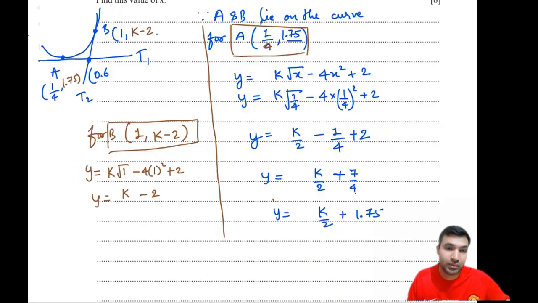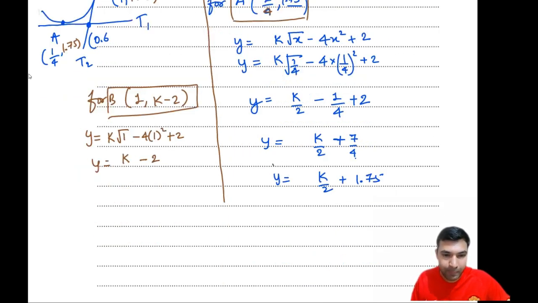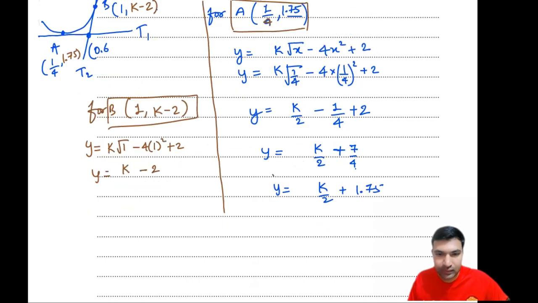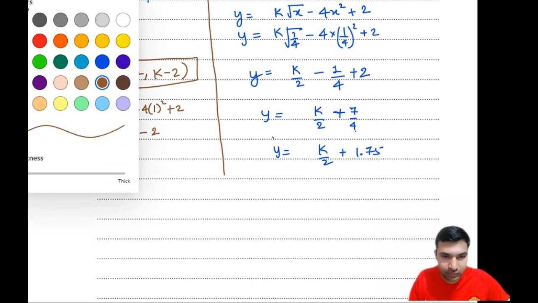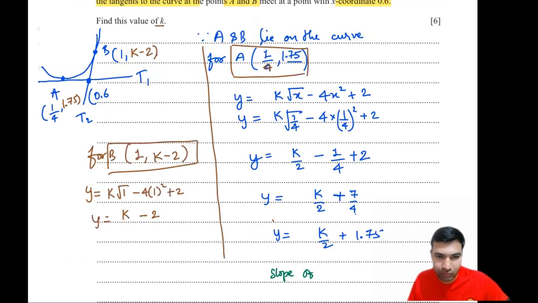Now why we are doing this is because clearly from the diagram I can say that T1 and T2 are two tangents and they intersect at a point whose x coordinate is 0.6, and we need to find the value of k. So that means I need to find the equations of T1 and T2, isn't it? So now I need to find the slope of tangent T1. Okay, so that's at A. So let me do that with a different color. The slope at A, the tangent T1, at point A.